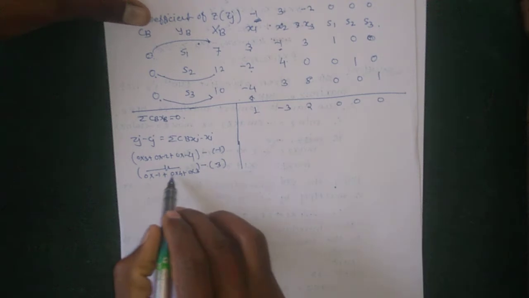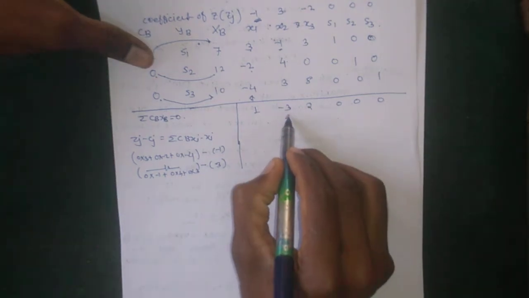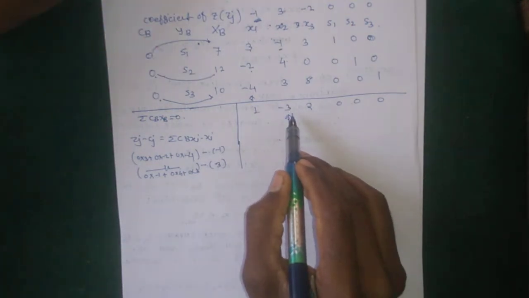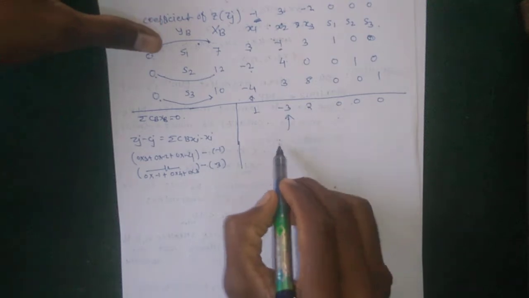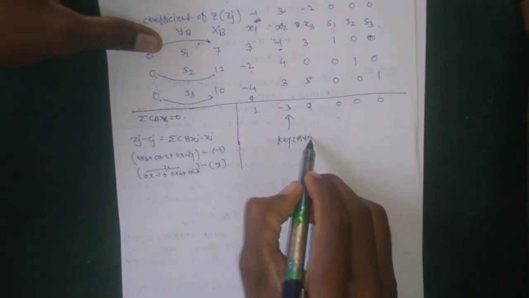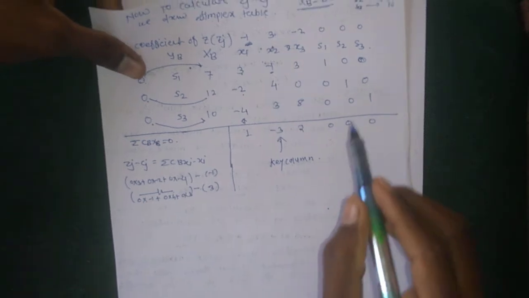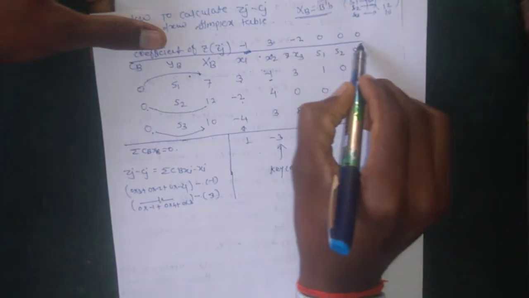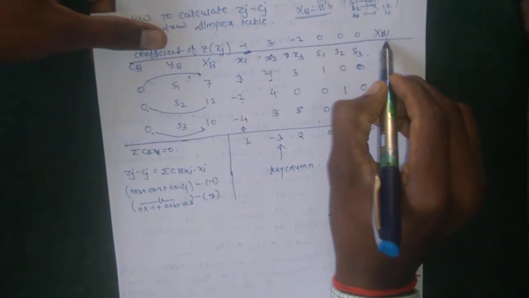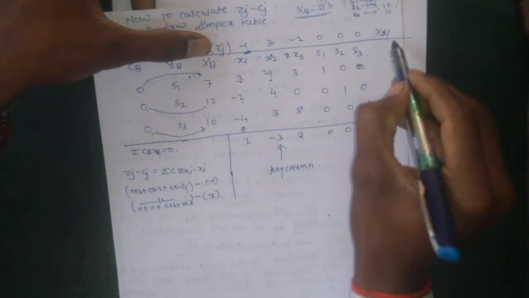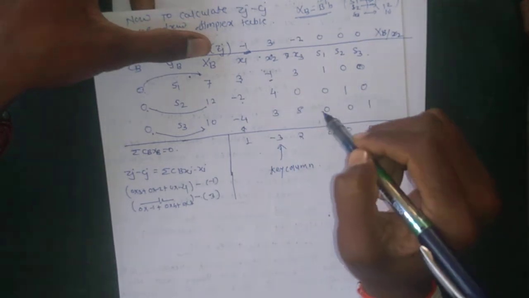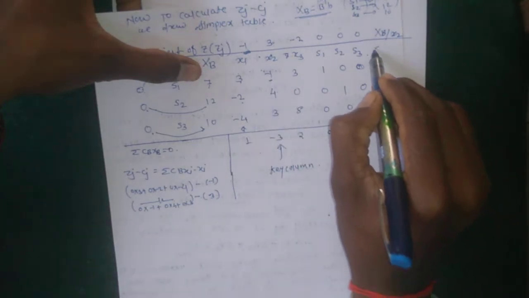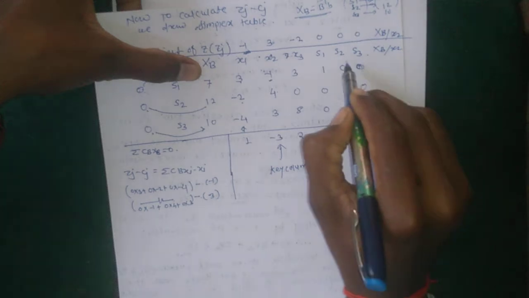Now we have to select the most negative. Here only one zj minus cj is negative, so select this. Selecting this is our key column. So we have to find the ratios. How to find ratios? Ratio is xb divided by key column. This key column is the x2 column. So xb is 7 divided by minus 1.